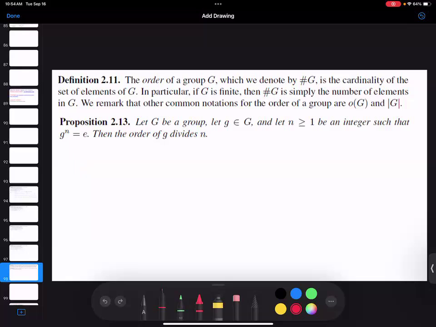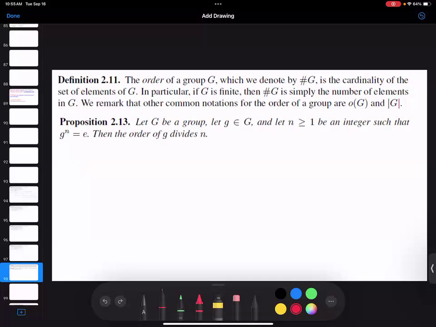Okay, so if the group is infinite, then we have to be a little bit careful about what we mean by the order of an infinite group. But for a finite group, it's just count how many elements, and that's the order. So the next one, proposition 2.13: let G be a group, g be any element of G, and n an integer greater than or equal to 1, such that g to the n equals e. Then the order of g divides n.